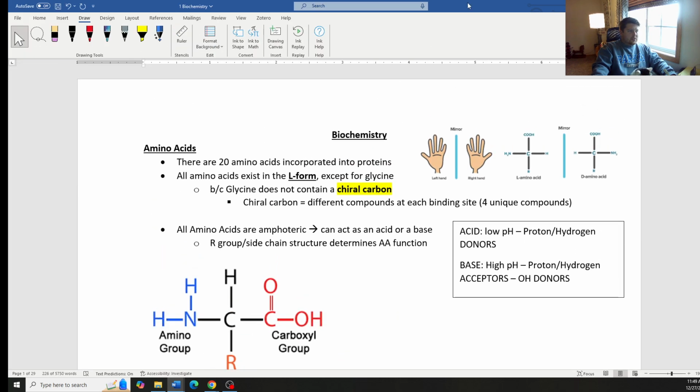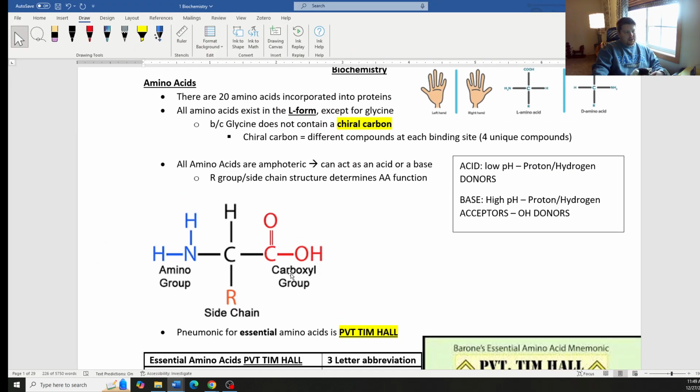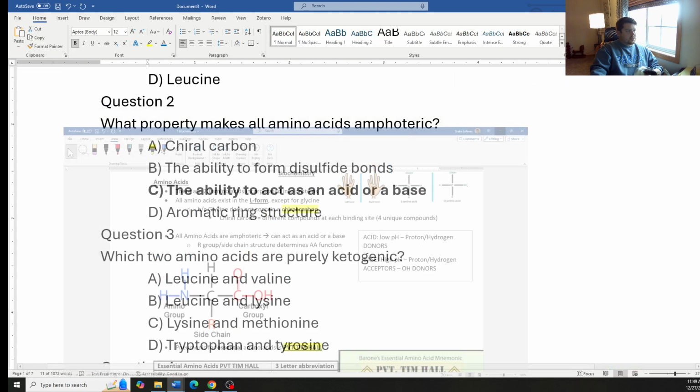So amphoteric, if we remember the actual structure of our amino acids, right here has our central carbon. It has an amino group, which has the ability to donate hydrogens, which is what we define as an acid, or the carboxyl group, which can donate the OH hydroxyl group, which is our definition of a base.